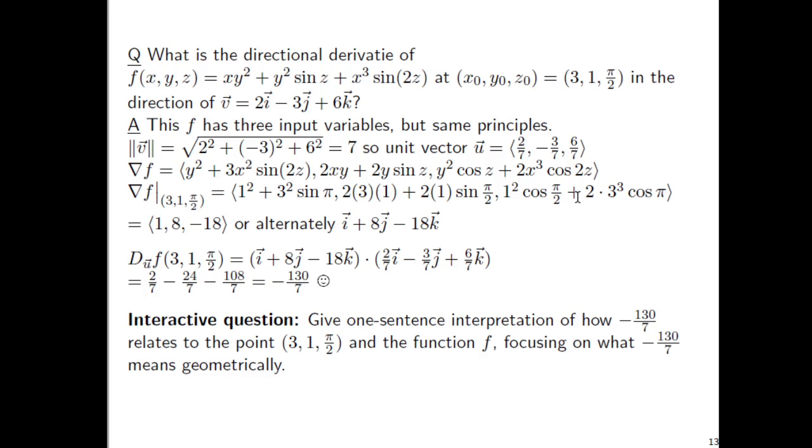Just kind of dig into what this should mean, but you should bring into your story (3, 1, pi over 2). You should probably bring into your story the vector <2, negative 3, 6>. And you should certainly bring into your story the number negative 130 over 7.